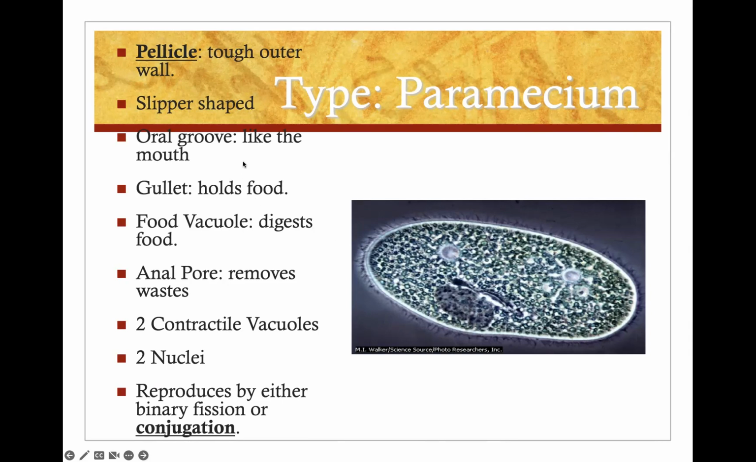It has oral grooves that are kind of like a mouth that's going to help to take in food. This gullet holds food in place. It's also got food vacuoles that are present to digest food. There are anal pores present to facilitate the removal of waste products from the cell. These parameciums are going to contain 2 contractile vacuoles and 2 nuclei. And we can see the presence of these nuclei here in this image, okay? It reproduces by either binary fission or conjugation. All right, so that's the paramecium.